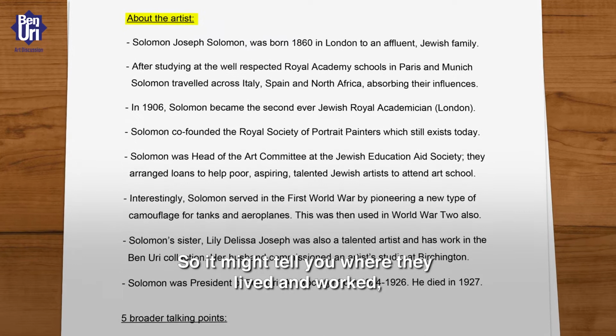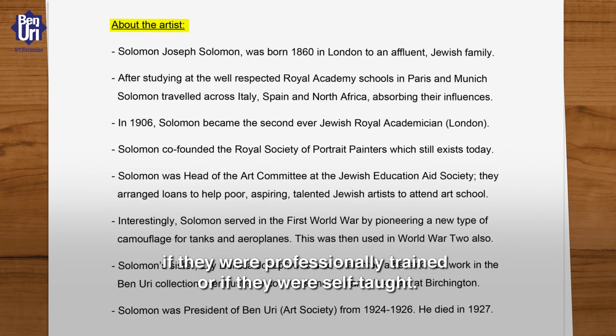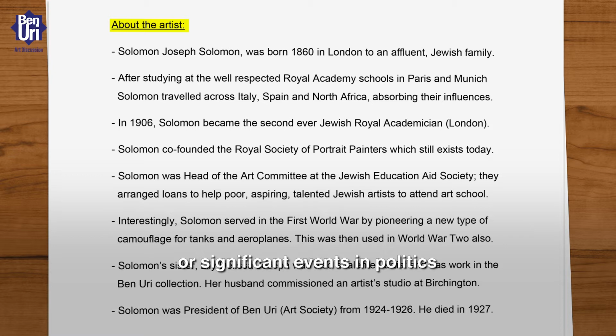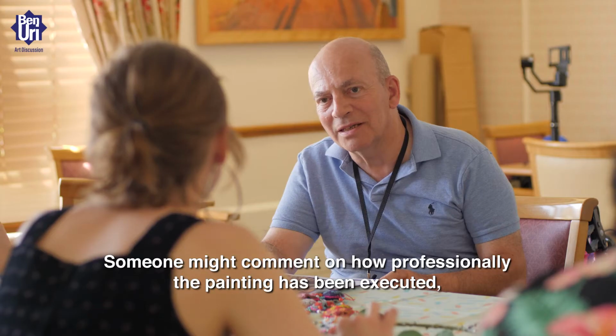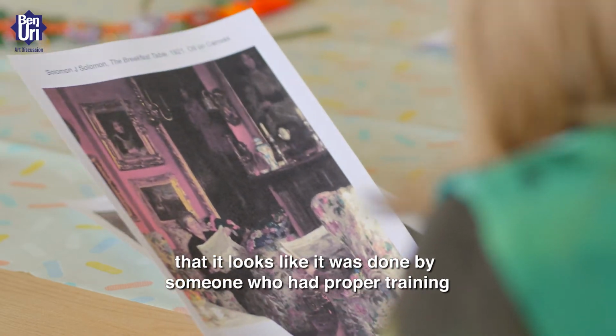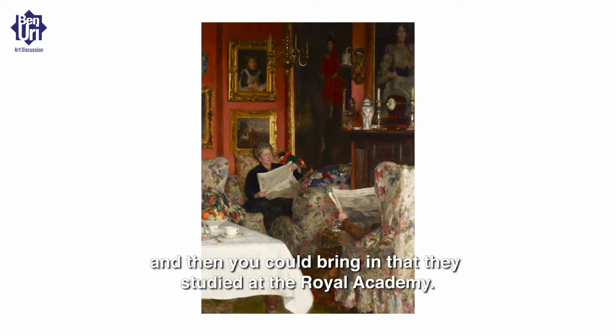So it might tell you where they lived and worked, if they were professionally trained or if they were self-taught, also the impact on that artist of any major world events like war or significant events in politics, and finally any art movements they were a part of. Someone might comment on how professionally the painting has been executed, that it looks like it was done by someone who had proper training, and then you could bring in that they studied at the Royal Academy.